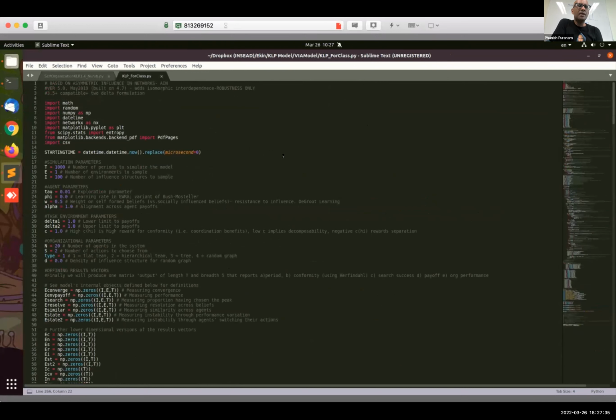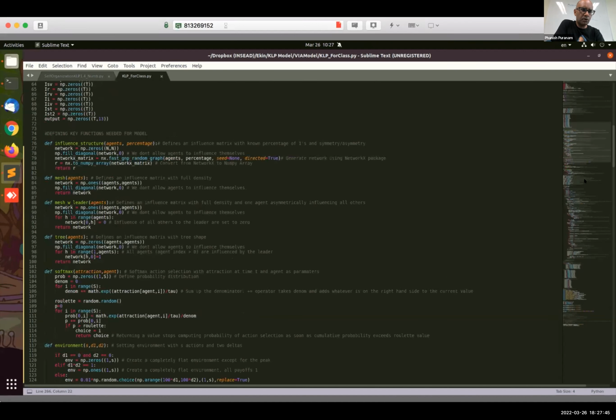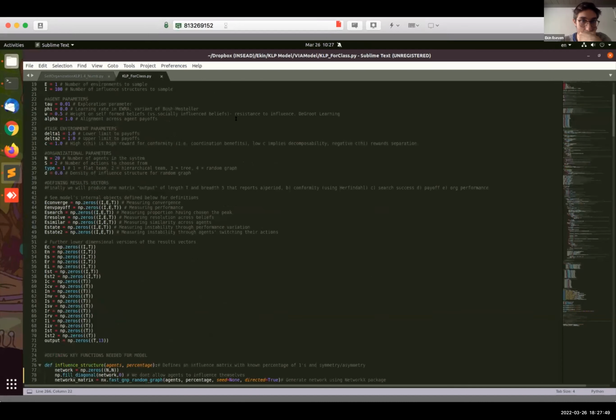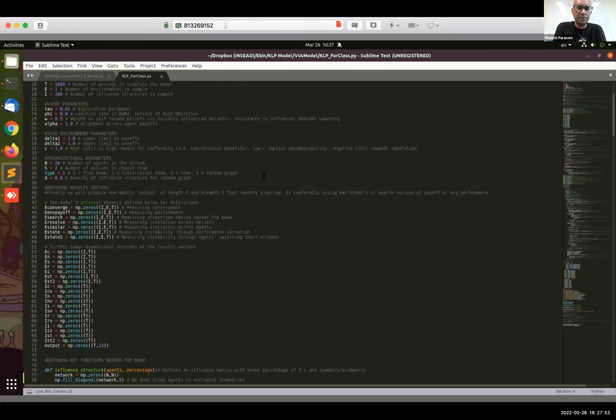All right. So the code is with you. I'm just going to point out a couple of things for you to play with in particular. If you scroll up to the parameters at the top, you can see there's a stack of parameters at the agent level, which is tau is exactly tau, phi is phi, w is the influence in the degrowth averaging, right? Alpha is the new parameter, which is the alignment between the payoffs for different actors in the system.